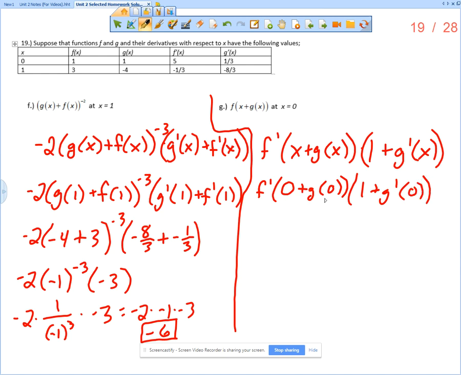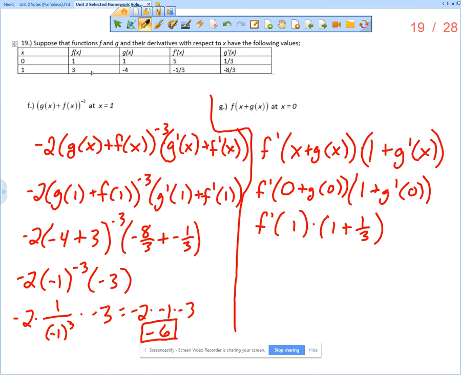All right, 0 plus g of 0. So f prime. All right, what is g of 0? All right, so look up here. g of 0 is 1, so I have f prime of 1 times 1 plus g prime of 0. What is g prime of 0? That is 1 third. All right, so now I have f prime of 1.